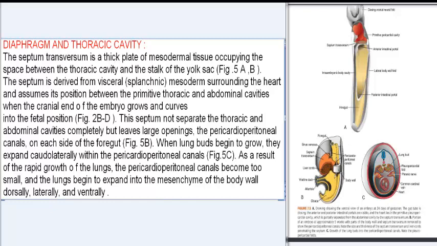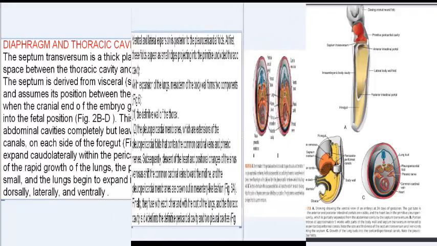This septum does not separate the thoracic and abdominal cavities completely but leaves large openings, the pericardioperitoneal canals, on each side of the foregut, Fig. 5.5b. When lung buds begin to grow, they expand caudolaterally within the pericardioperitoneal canals, Fig. 5.5c. As a result of the rapid growth of the lungs, the canals become too small, and the lungs begin to expand into the mesenchyme of the body wall dorsally, laterally, and ventrally.